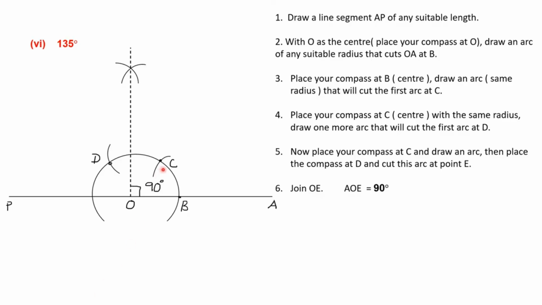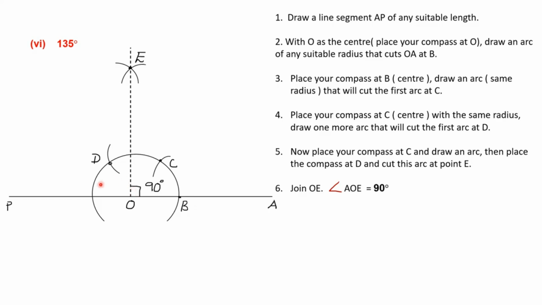Now place your compass at C and draw this arc, and place your compass at D and cut that arc. The point where the two arcs meet will be E. So now we have so much. Next thing, the last step here is join OE. So we have O here and E here. When you join OE, you get a line, and the angle that is formed here is angle AOE, which is 90 degrees.